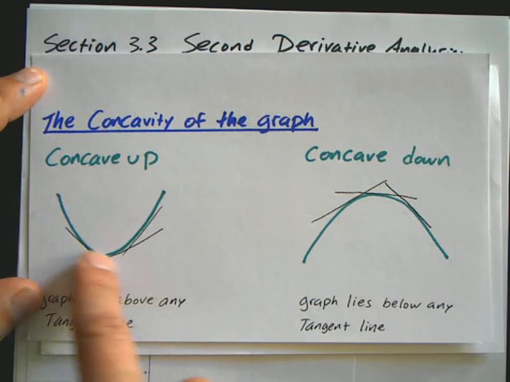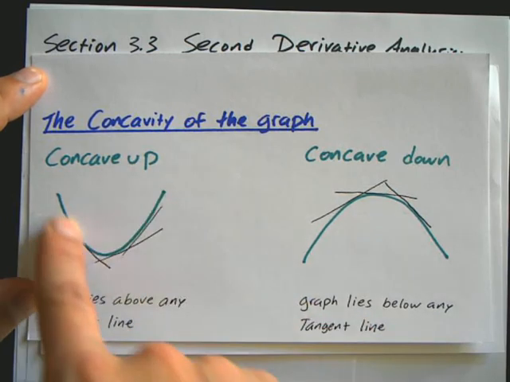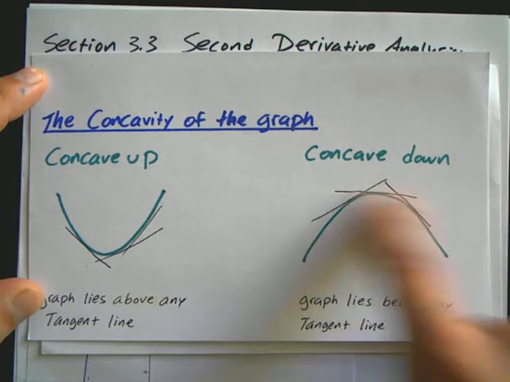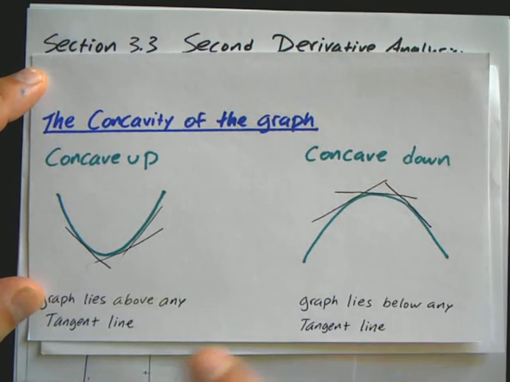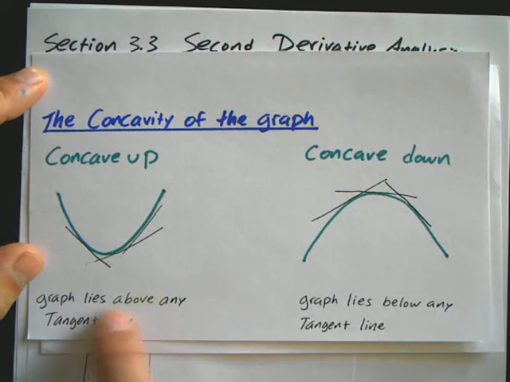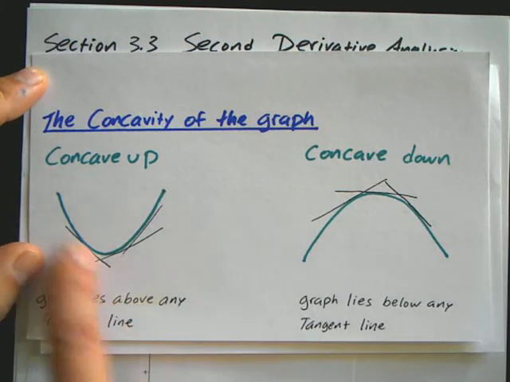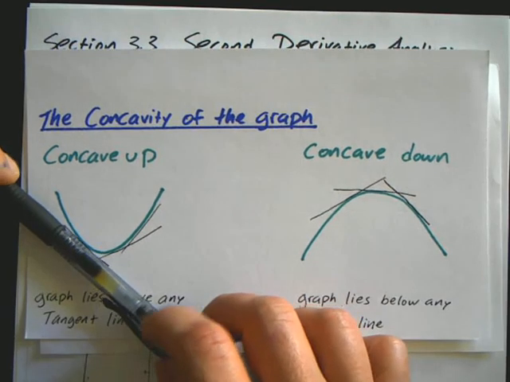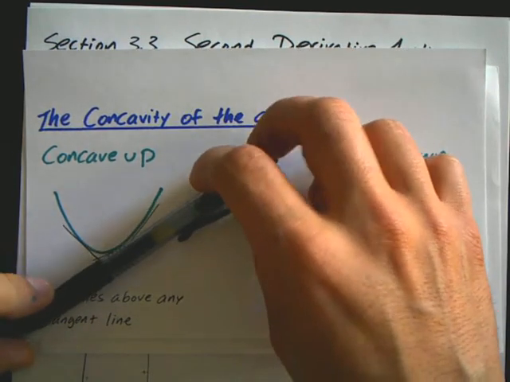So if it's concave up, it's kind of a U shape, and concave down, it's kind of an upside down U shape, I guess. And what that deals with as far as a tangent line is if it's concave up, any tangent line that I try to draw, the graph is going to be above it. So I drew a couple of different tangent lines, and you can see that the graph is always above any tangent line that you attempt to draw.